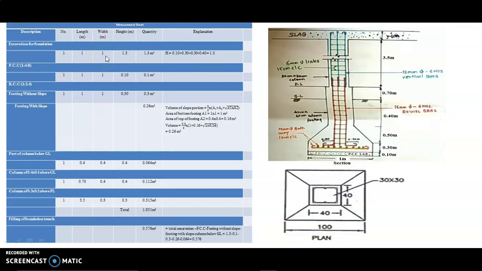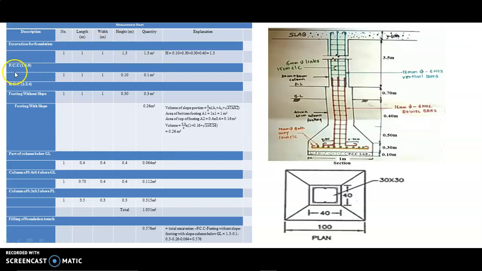But for finding the height, we already know that for excavation of foundation we calculate height up to the ground level. So this is our ground level, so we sum these heights and get the height of excavation for foundation. Here 0.10 meter, 0.3 meter means 0.40, then 0.90 and then 1.3 meter. That's why here we write 1.3 meter as height. We calculate this value and we get 1.3 cubic meter as the answer.